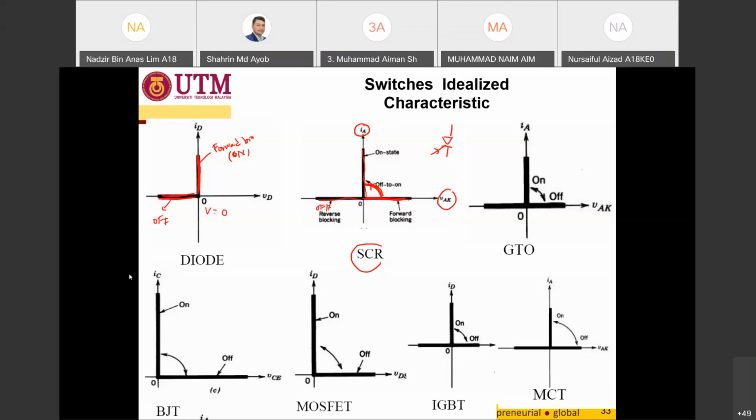And as you can see right now, this is the BJT. This is controllable, meaning that, as you can see from the arrow here, it can be either turned on or turned off. The same with the MOSFET. You can either turn it on or turn it off. The IGBT is also the same. You can turn it on and off, but as you can see, there is a characteristic in the reverse direction here, which we call reverse blocking.